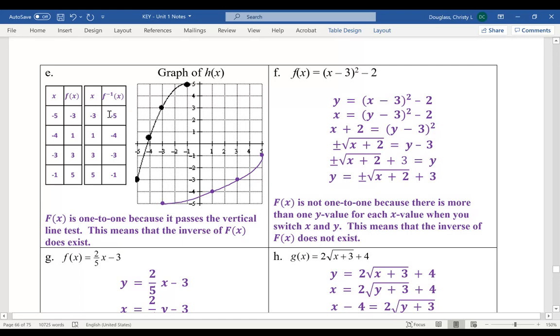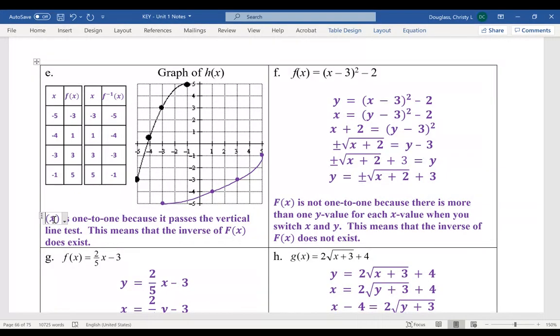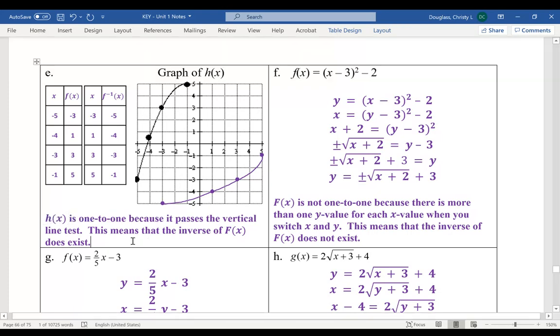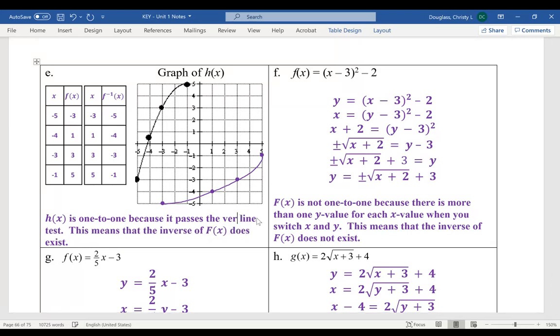Then I switched x and y values, and I got (-3, -5), (1, -4), (3, -3), and (5, -1). And I used those as a guide to help me draw the inverse of h of x. Once again, I called this f of x, so let me fix that because it is clearly h of x. So h of x is one-to-one because it passes the vertical line test, the horizontal line test. Whew.